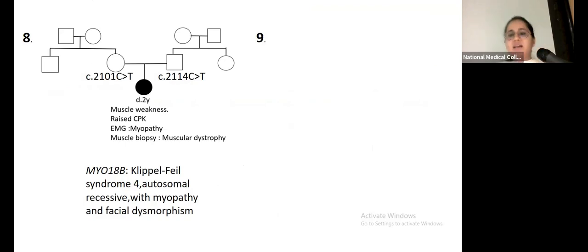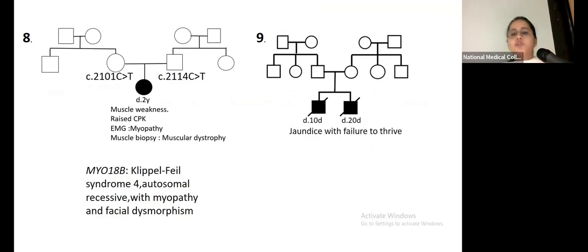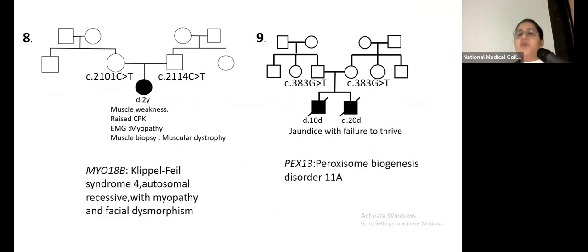In another case, we found that there was a history of jaundice with failure to thrive, and both the babies had a neonatal death. In this case, we found a variant of uncertain significance in the PEX13 gene, which does explain the phenotype of the children. But do we consider them to be causative of the disease in the proband? In heart of hearts, we may feel that yes, this is the cause. But then we have to be very wary of something known as the variant of uncertain significance.